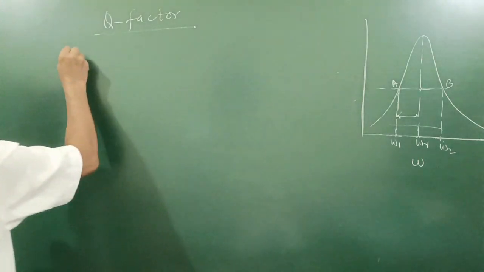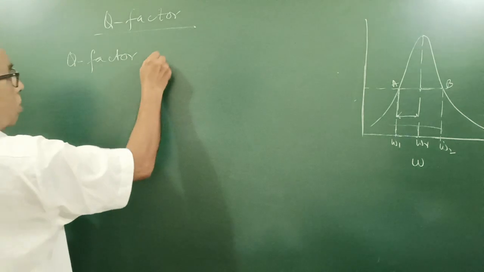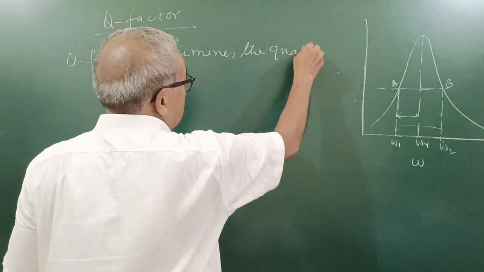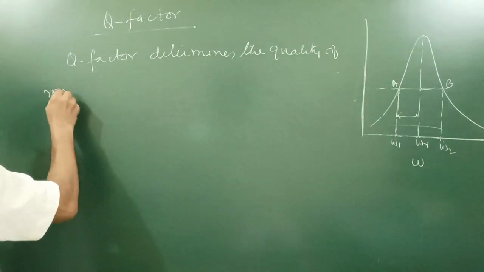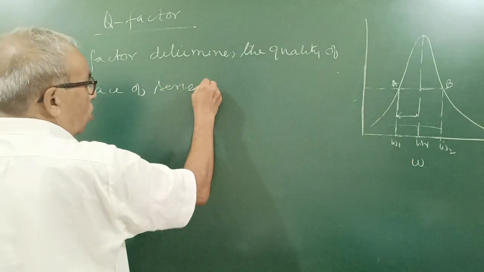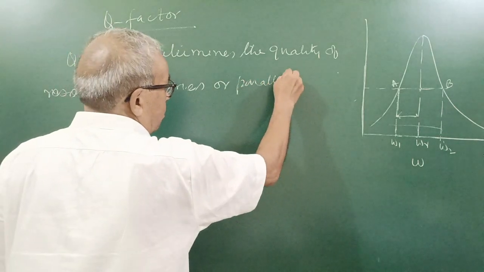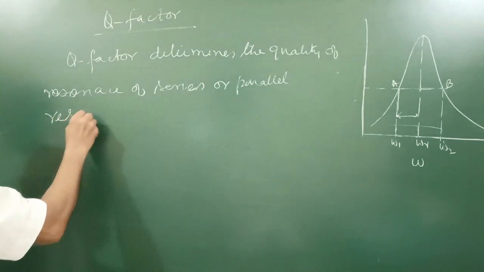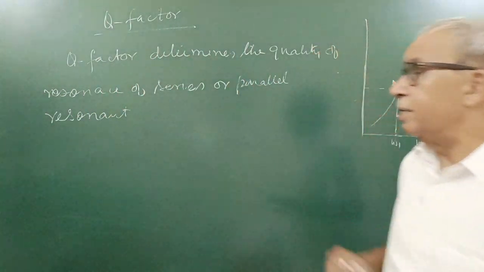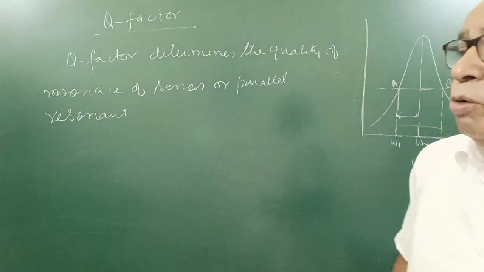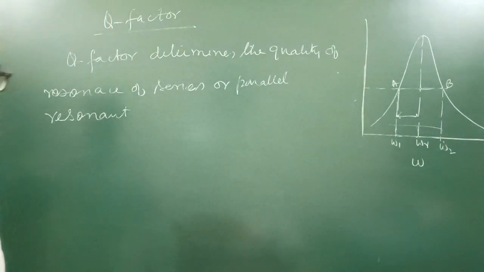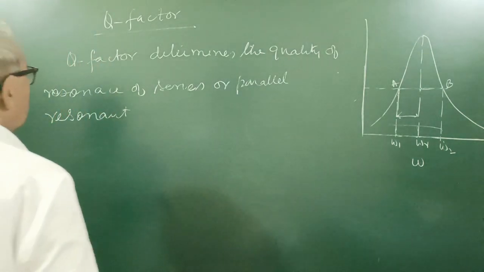Q factor determines the quality of resonance of a series or parallel resonant circuit. I have told you in one video that the parallel resonant circuit is required to block a particular current and is used as a filter circuit. Series is used to select a proper frequency giving maximum current.